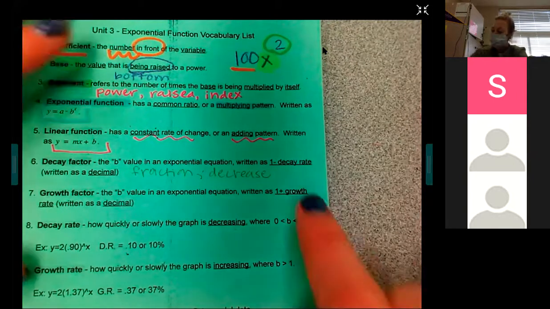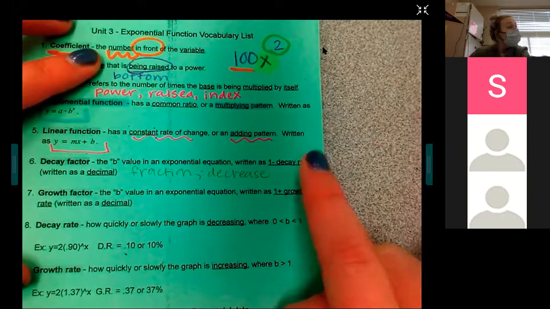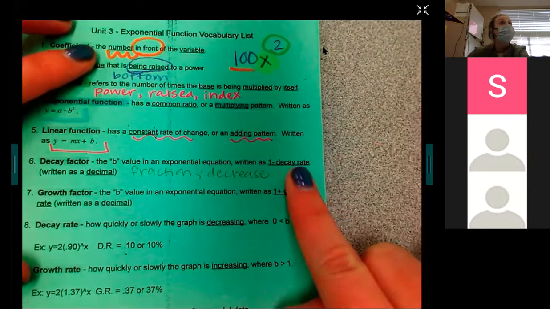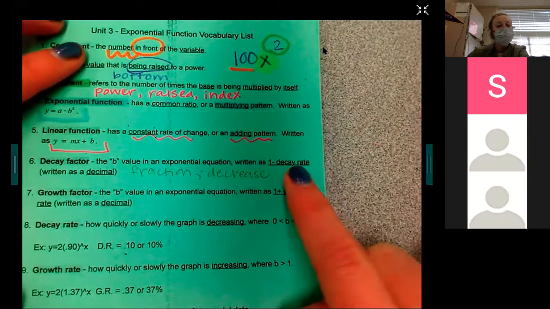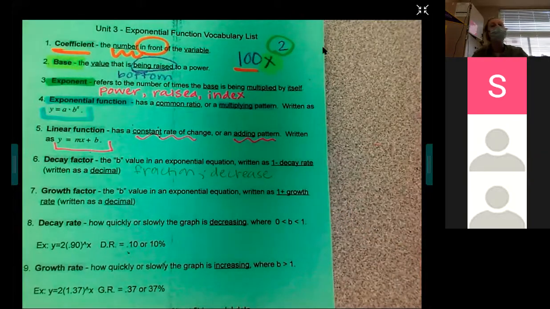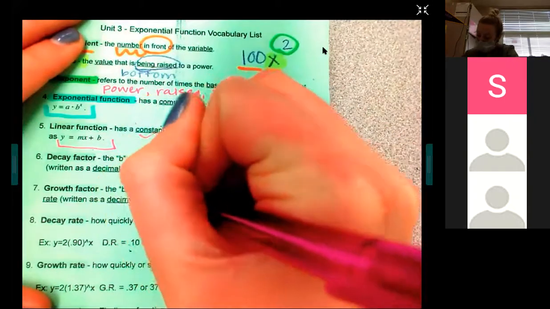Now, do y'all see how it says it can be written as 1 minus the decay rate? This is what we're going to be learning about today: if they gave us a rate, how do we find the factor? I'm not going to get too much into that because we'll do that in notes. All right, a growth factor should always be what kind of number? A whole number.